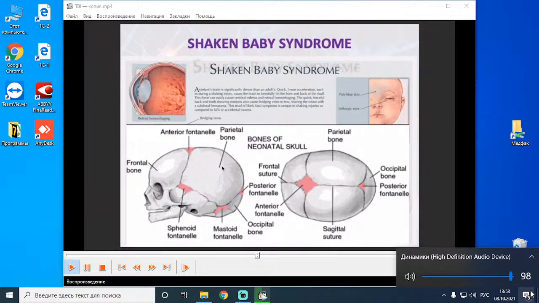Shaken baby syndrome. It occurs in infants, so do not shake your children or kids. It can be dangerous to the health of the kids. Symptoms: retinal hemorrhaging, pale blue skin, and lethargic eyes.